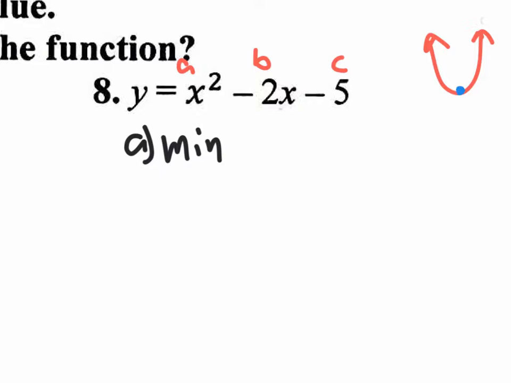It also says state the minimum value. We all know that this point down here, this lowest point, is also known as the vertex. So let's find the vertex again. The vertex is a coordinate.